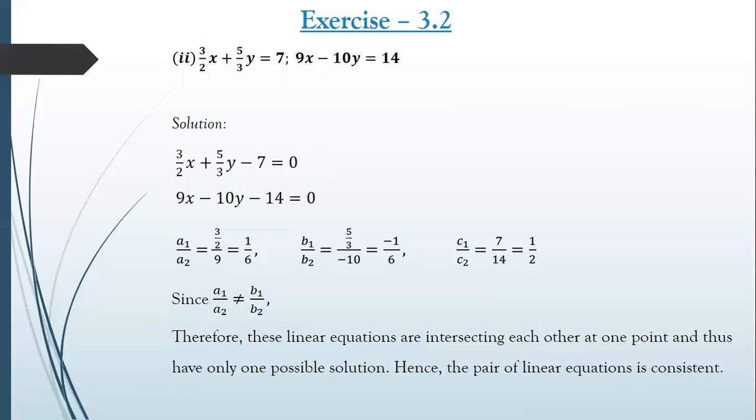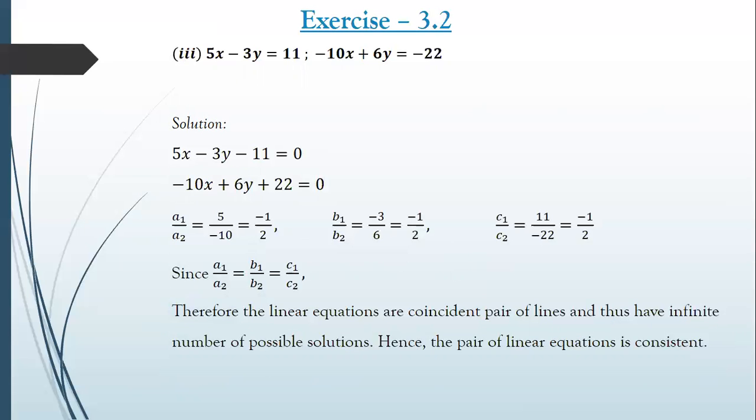Comparing the ratios, A1 by A2 is 1 by 6, B1 by B2 is minus 1 by 6, C1 by C2 is 1 by 2. So A1 by A2 is not equal to B1 by B2. That means they are going to intersect at a single point. They'll have a unique solution. So therefore, the equations are consistent.